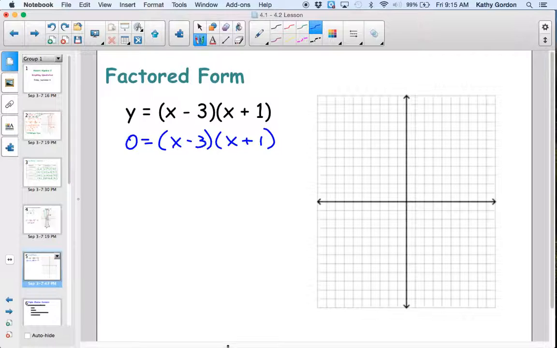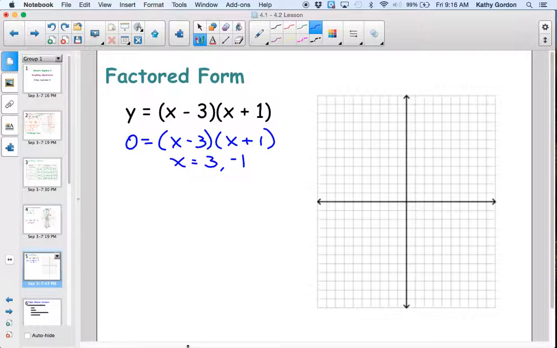Right? We would actually be setting this equal to 0, and then finding our solutions that would make our equation equal 0. And what would those solutions be? 3 and -1, because of our zero product property that says if I'm going to multiply 2 things together and get 0, one of those 2 things had to be 0. So the 3 would make the first factor a 0, the -1 would make the second factor a 0.